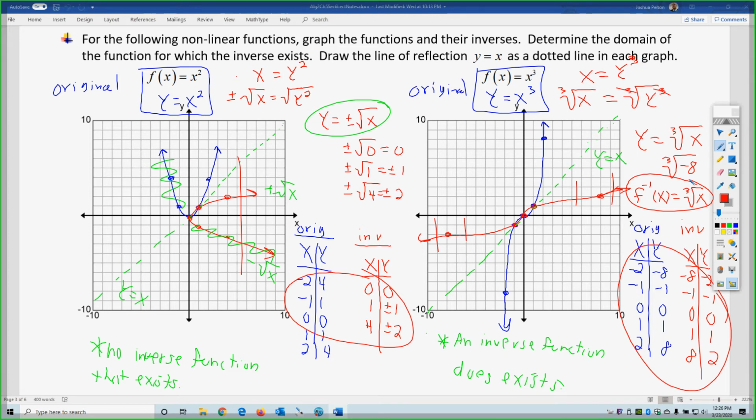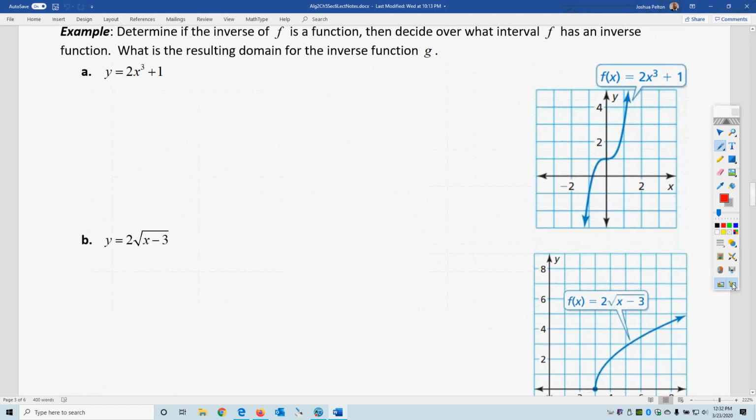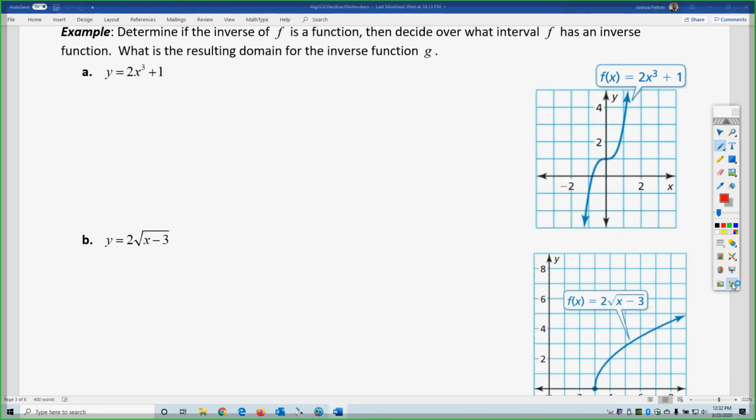Okay, let's do some examples. Okay, so in the first example, 2x cubed plus 1, for what domain does it actually have an inverse? Okay, so this is my original. Go to blue. So domain and range. Okay, so it's a cube function. I can cube anything I want, positive, negative, or infinity. So there is no restriction here.